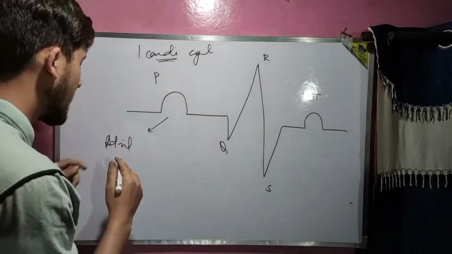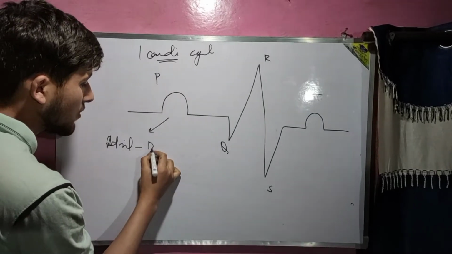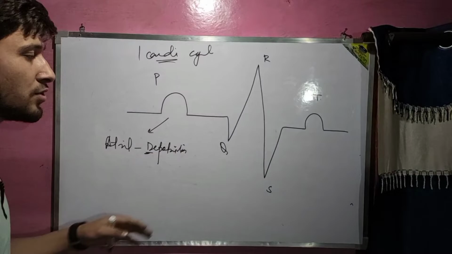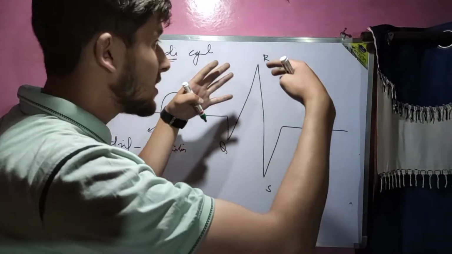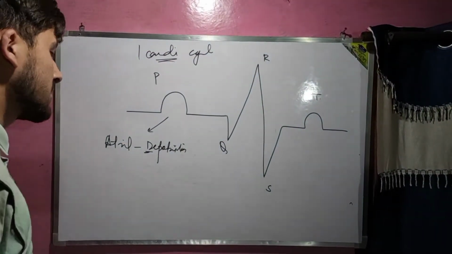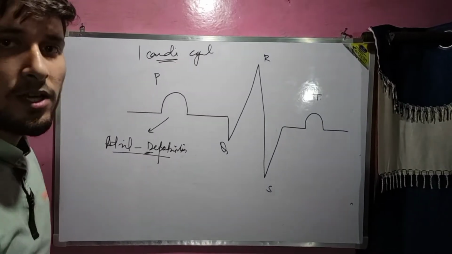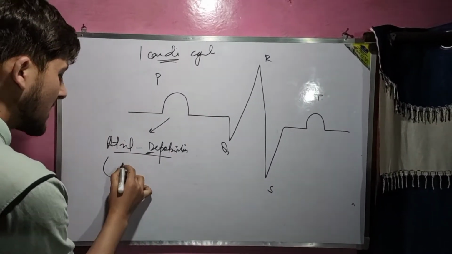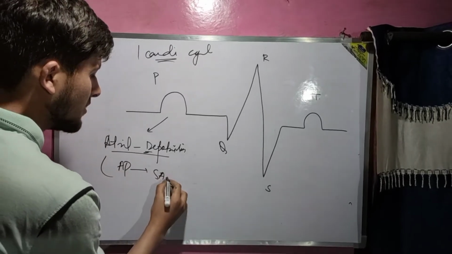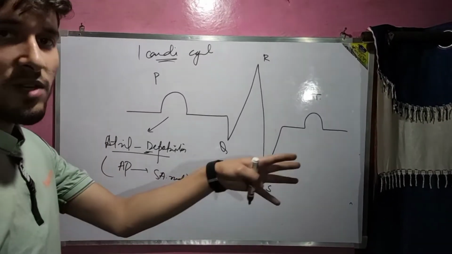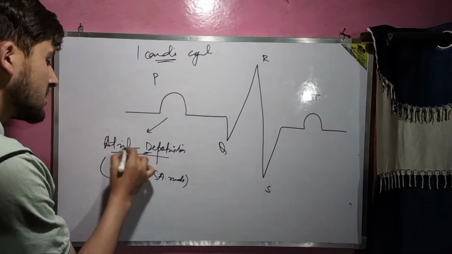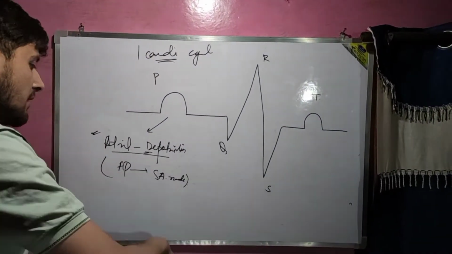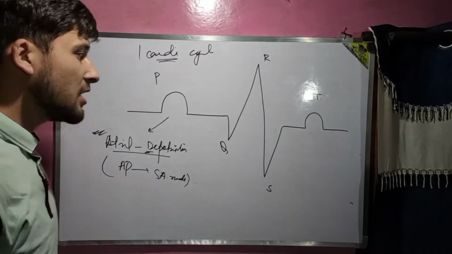When the atrium contracts, that is the atrial depolarization, during which the remaining 30% of the blood present in the atria will go into the ventricles. That is called the atrial depolarization. This atrial depolarization represents the action potential generated by the SA node, because at that time the SA node generates an action potential, due to which the atria contract and push the remaining 30% blood through to the ventricles. That is the atrial depolarization.